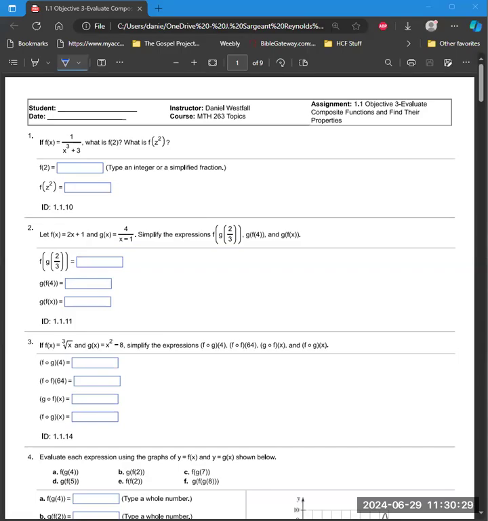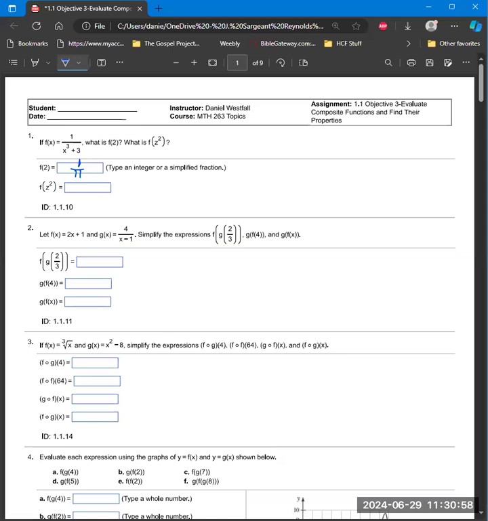In this video, we're going to talk about 1.1 Objective 3, where we evaluate composite functions and find their properties. So if f of x is equal to 1 over x cubed plus 3, what is f of 2? And then find f of z squared. So let's first stick 2 in to x cubed to get 8, and 8 plus 3 is 11. So f of 2 is 1 over 11.